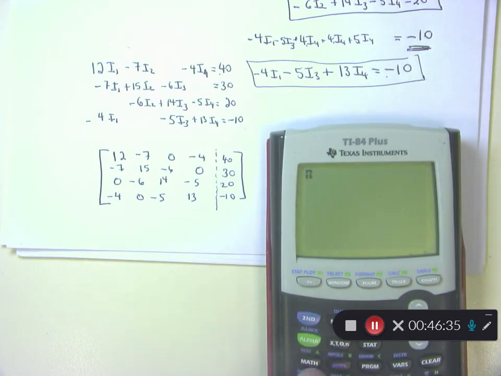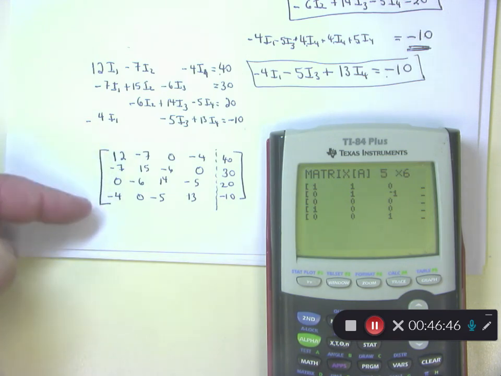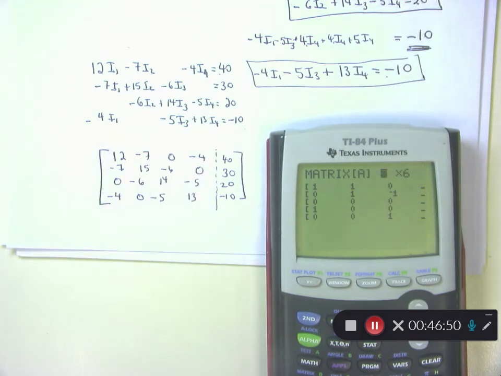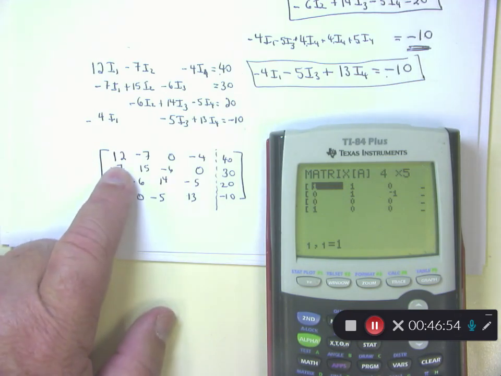matrix, edit. I'm going to edit A here. What size matrix is this? Augmented matrix. What size is it? How many rows? Rows first. How many rows? 4. How many columns? 5. 4 by 5. And you type them in row-wise.